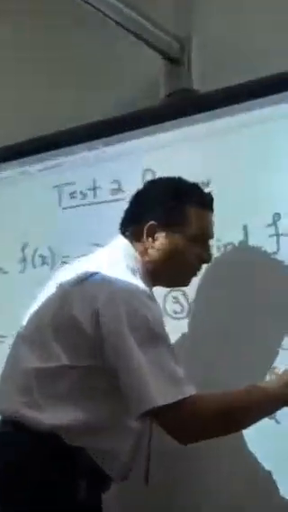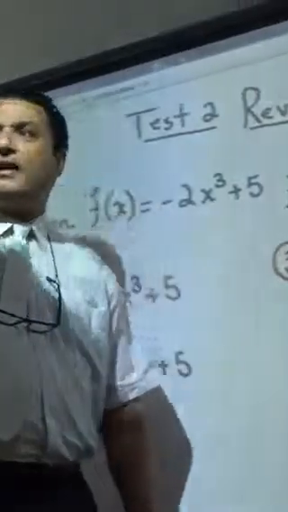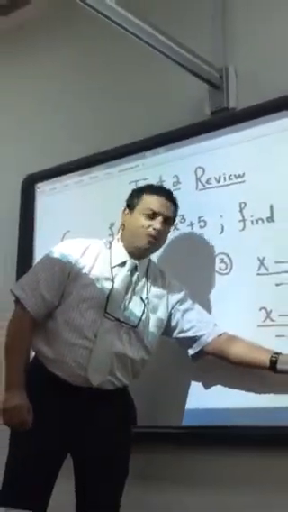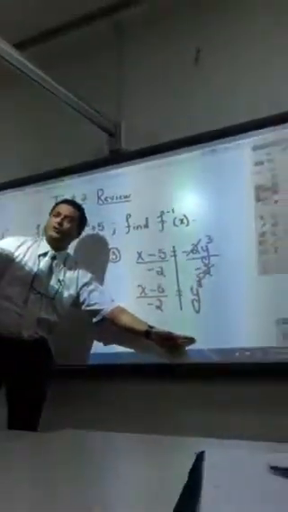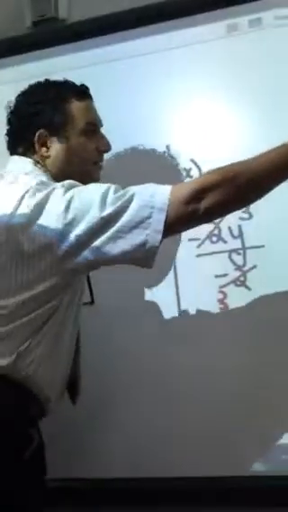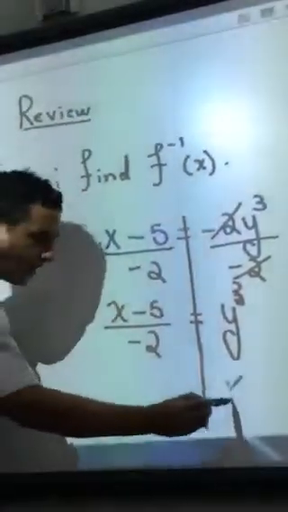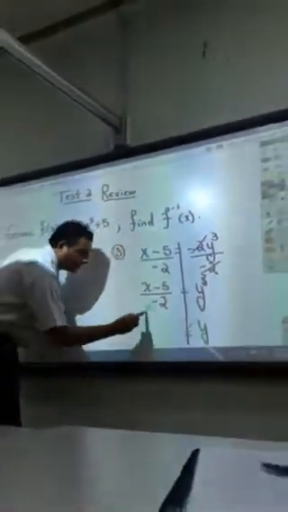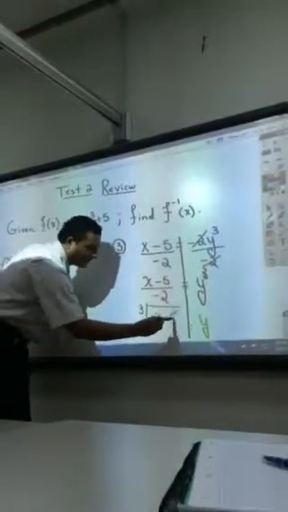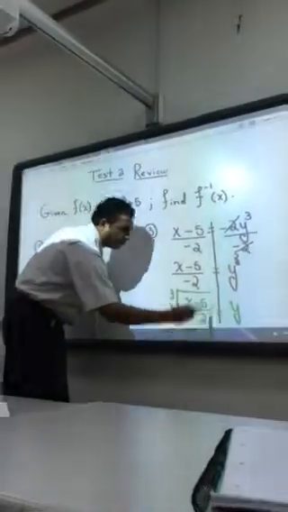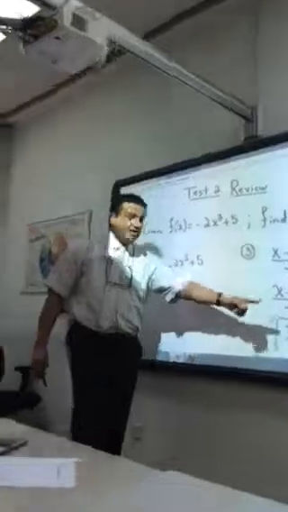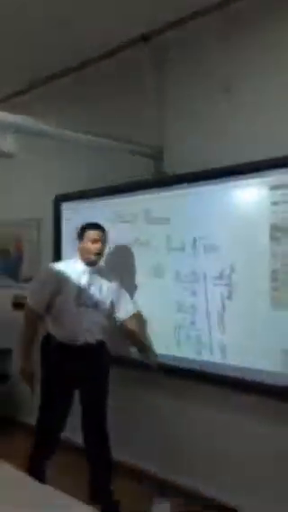Now I have y cubed. Remember, I'm still solving for y. If I have y cubed and I want to get y from y cubed, what do I have to do? We find the cubic root of both sides. So y equals the cubic root of x minus 5 over minus 2. Finish. Step 3, finally you have y.